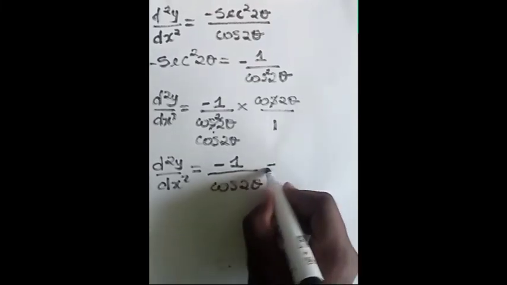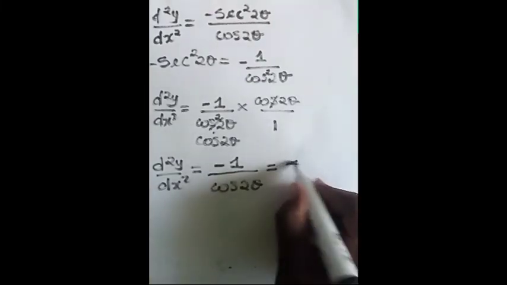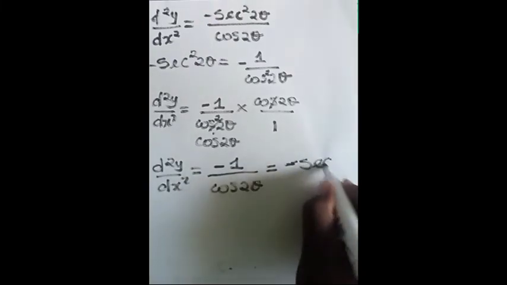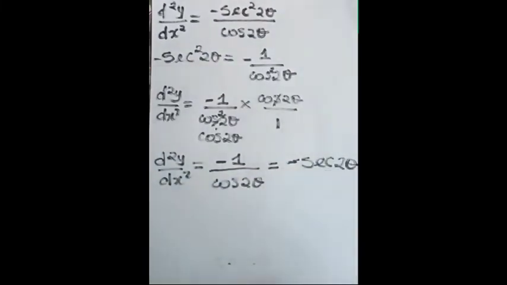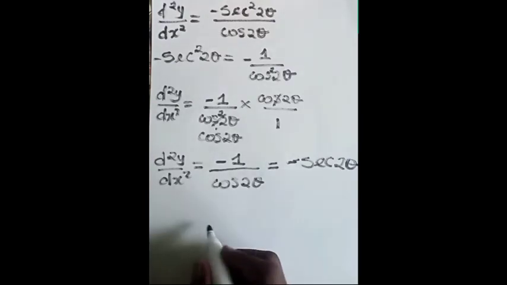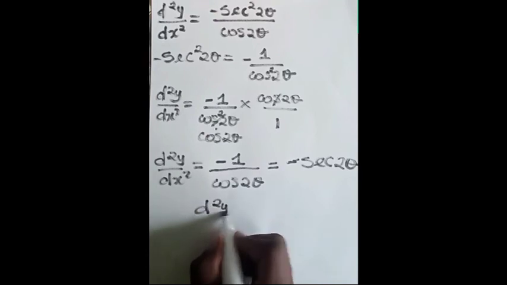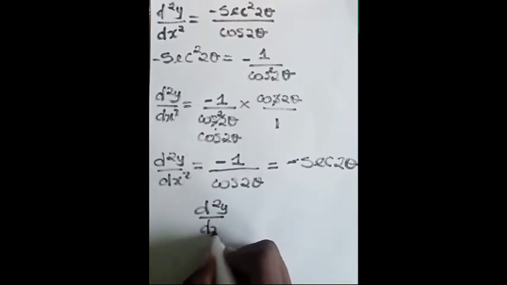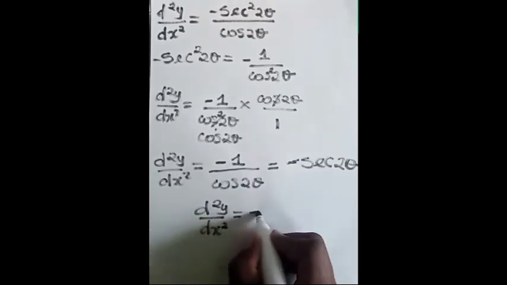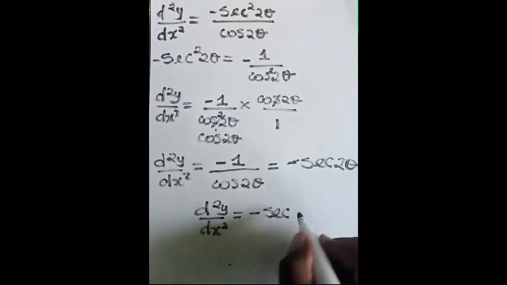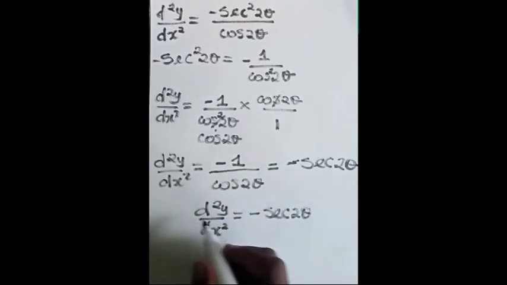Which is the same as negative sec 2 theta, and that is the second derivative of it. So we have d²y/dx² equals negative sec 2 theta.